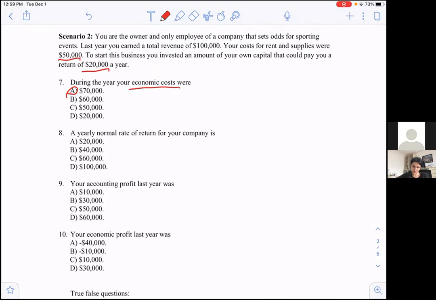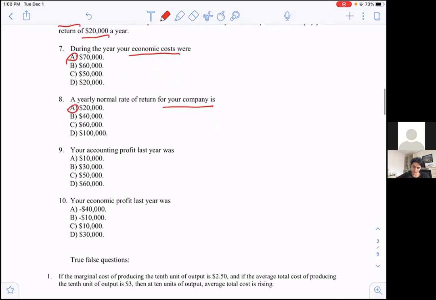Okay. A yearly normal rate of return for your company is what? A yearly normal rate of return for your company is $20,000. Okay, so this is the amount that leaves you indifferent between doing this business and not. Remember, you invested an amount of your own capital that could pay you a return of $20,000. Okay, in order to stay in this business, your profit should be above $20,000.